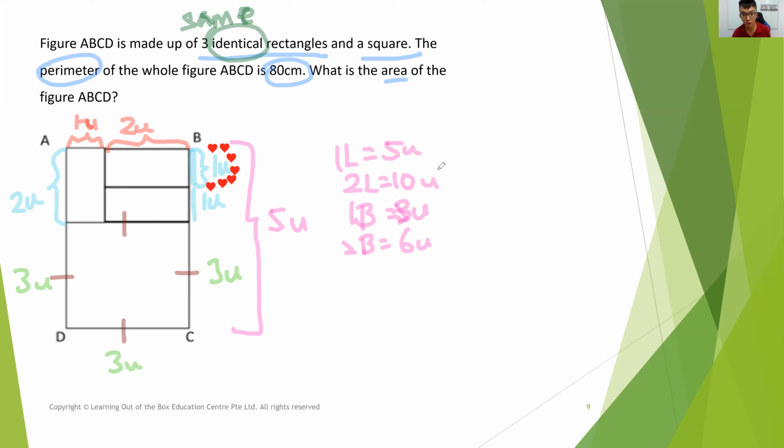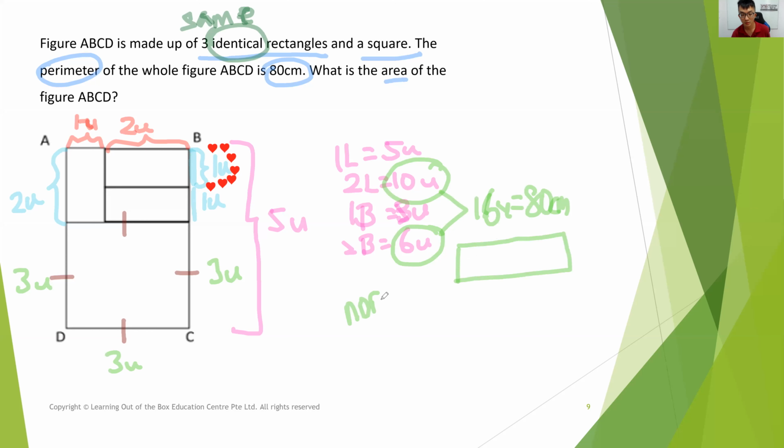So do you remember your number bond? 16 units is equal to 80 cm. Remember last time I taught you the North Star? Do you remember the North Star or not? What's in the North Star? North Star is like your guiding light. Yes, 1 unit. So 80 divided by 16 will be your 5 cm.